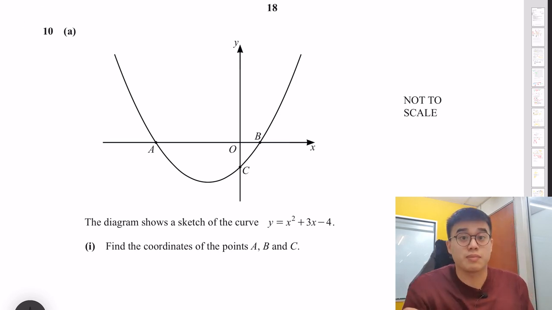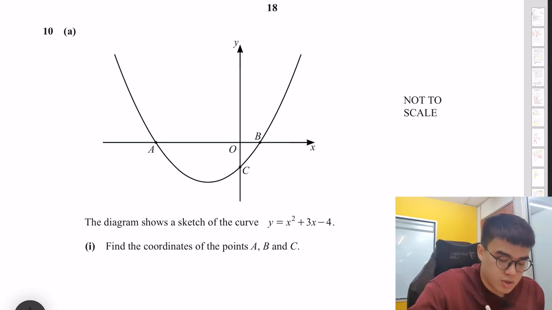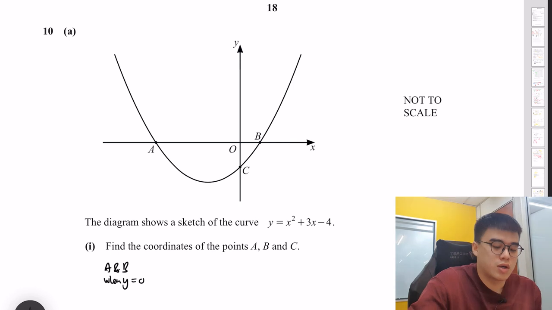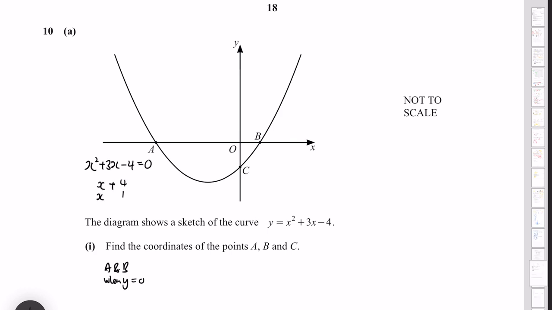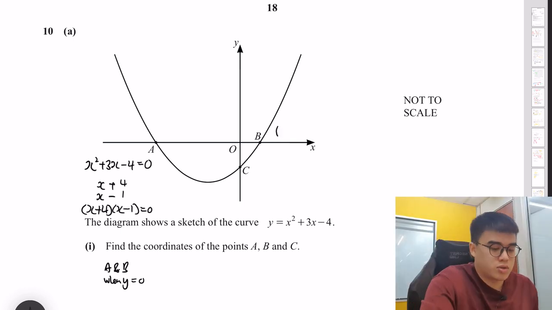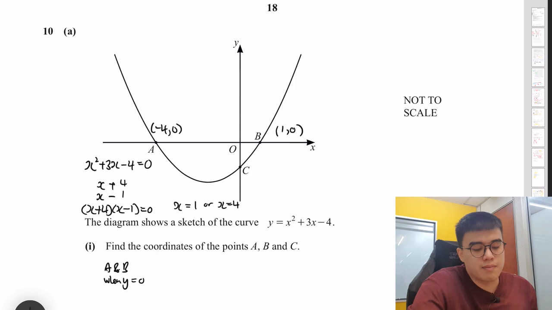Okay, very good. Some new question from the syllabus. So calculate the points A, B, and C. For you to get A and B, it is where your y is zero. So I will do that first. A and B is actually when y is zero. So for this, x squared plus 3x minus 4 equals zero. So one of them will be 1 and the other one will be negative 4. So that's for your A and B coordinates.